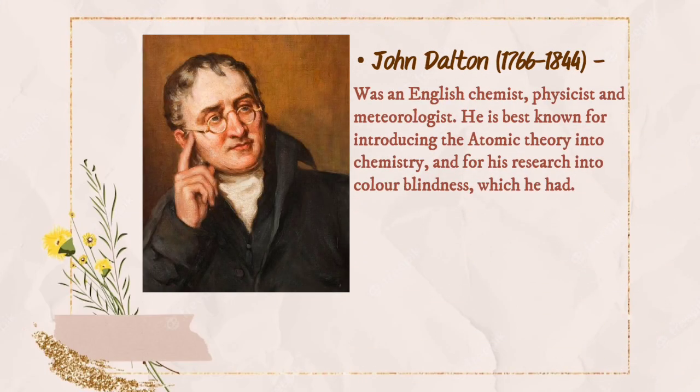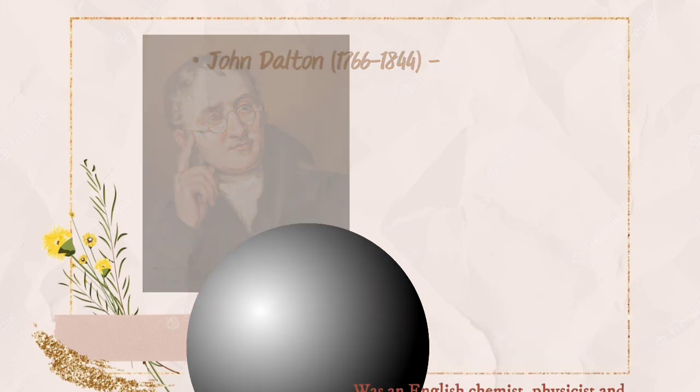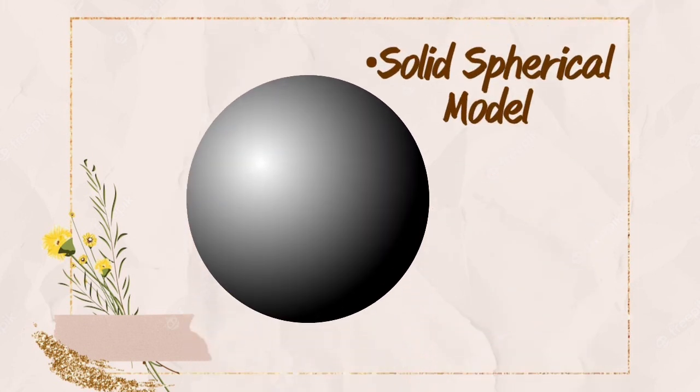John Dalton was an English chemist, physicist, and meteorologist. He is best known for introducing the atomic theory into chemistry and for his research into color blindness, which he had. Dalton's atomic theory suggested that all matter was comprised of indivisible and indestructible atoms with distinct masses and properties, the combination of which determined the physical nature of their constituent elements. Dalton's model looks like a solid and spherical ball.